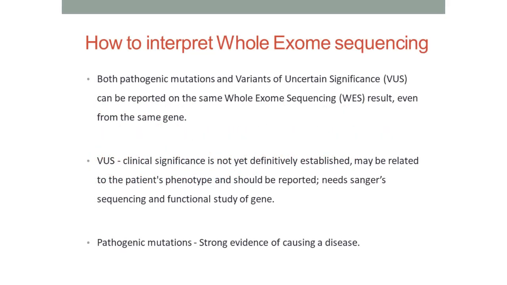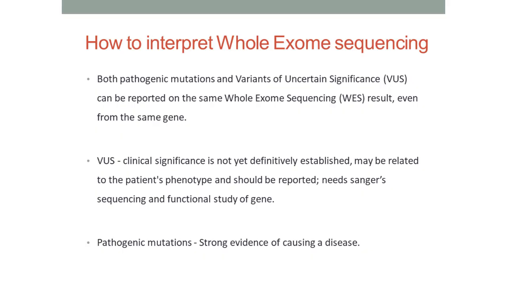Both pathogenic mutations and variants of unknown significance, that is VUS, can be reported on the same exome sequencing. Even for the same gene, there can be different mutations or different diseases. Now, the clinical significance of a VUS is not yet defined. It may be related to the patient's phenotype and should be reported. Sanger sequencing and functional study of the gene are usually needed with VUS.